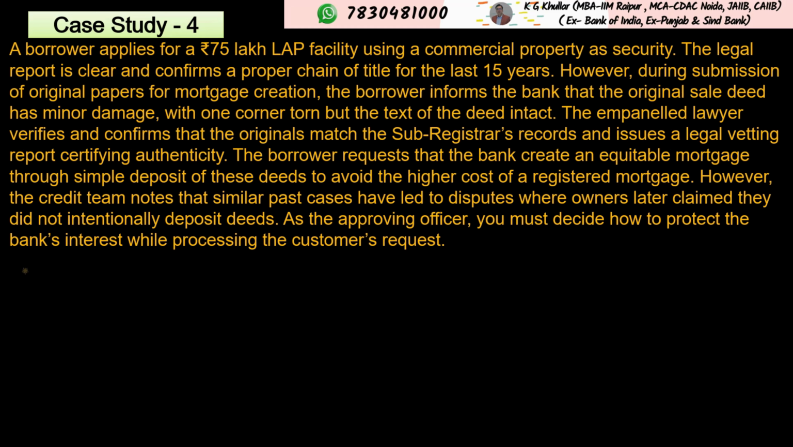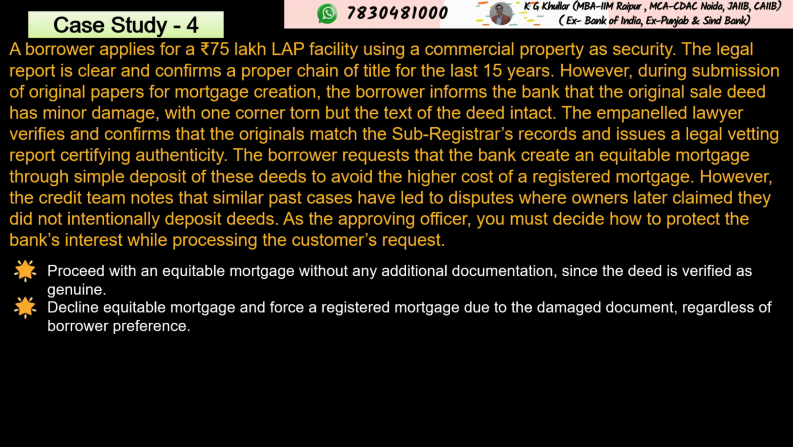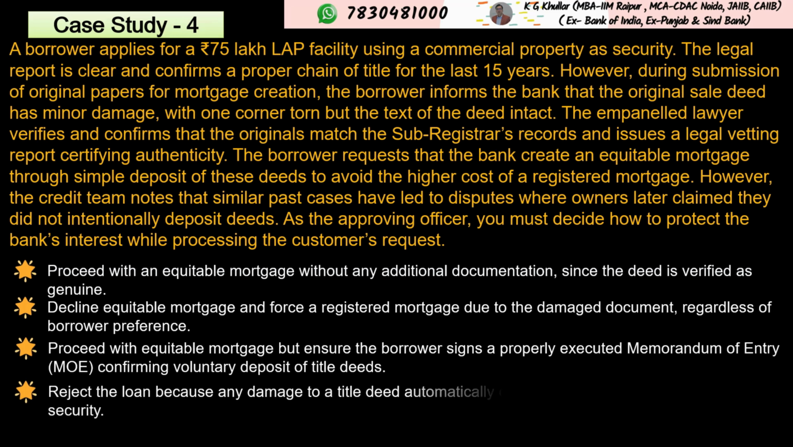And these options are given to you. First option is proceed with an equitable mortgage without any additional documentation since the deed is verified as genuine. Then second, option B is decline equitable mortgage and force a registered mortgage due to the damaged document regardless of borrower preference. Then third, option C is proceed with equitable mortgage but ensure the borrower signs a properly executed MOE, that is memorandum of entry, confirming voluntary deposit of title deeds.